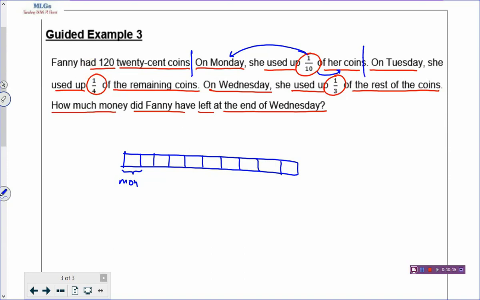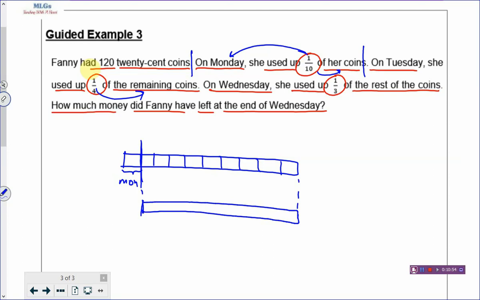Then on Tuesday, she used up 1/4 of the remaining coins. So where is the remainder? If you recall your earlier lesson, the remainder is on the right side of the model, which is 9 boxes here. And if you look at the fraction, the remaining coins has 4 boxes. So can you cut the remainder into 4 boxes? You can't, because there are 9 boxes, how to cut into 4? So whatever you cannot cut, you drop down. Drop down the remainder.